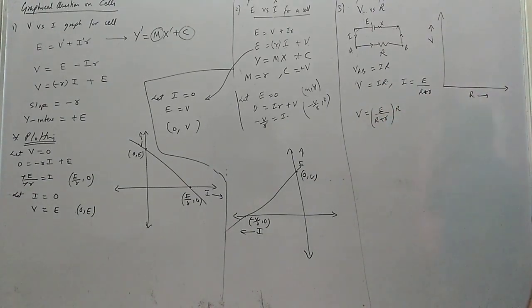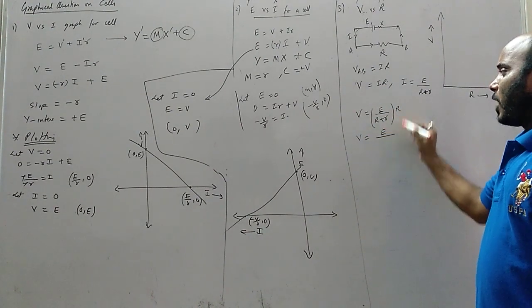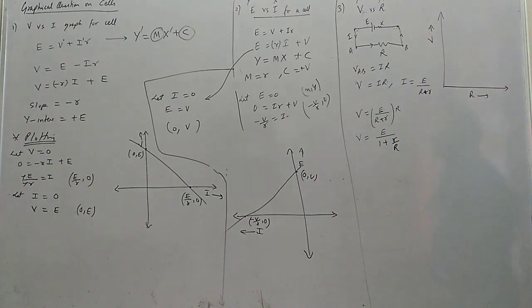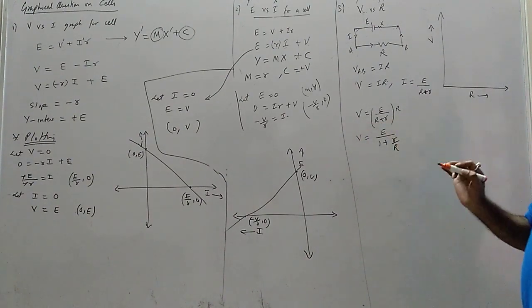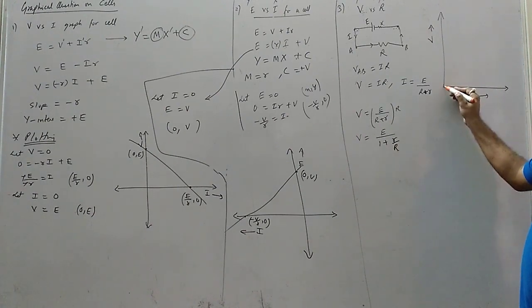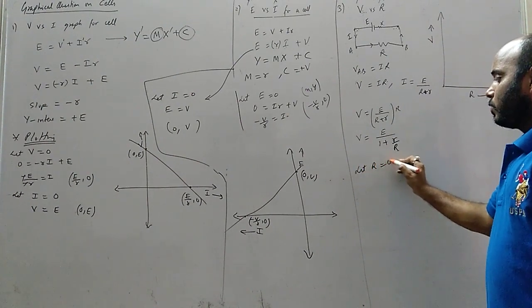Okay. Understand? Clear? Now I will further write this. R appears twice, so I write it once. I bring this R down. 1 plus r by R. Okay. Understand class? Now see. Now I will plot the graph. Okay. See. First you substitute R equals to 0. Let R equals to 0.